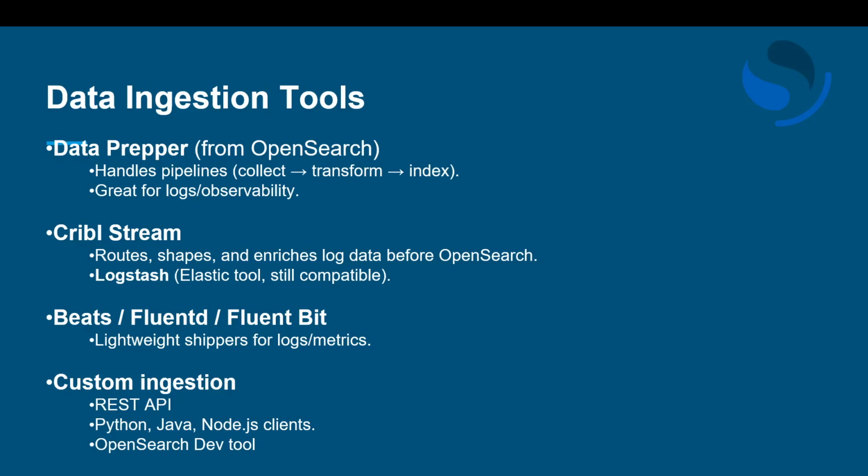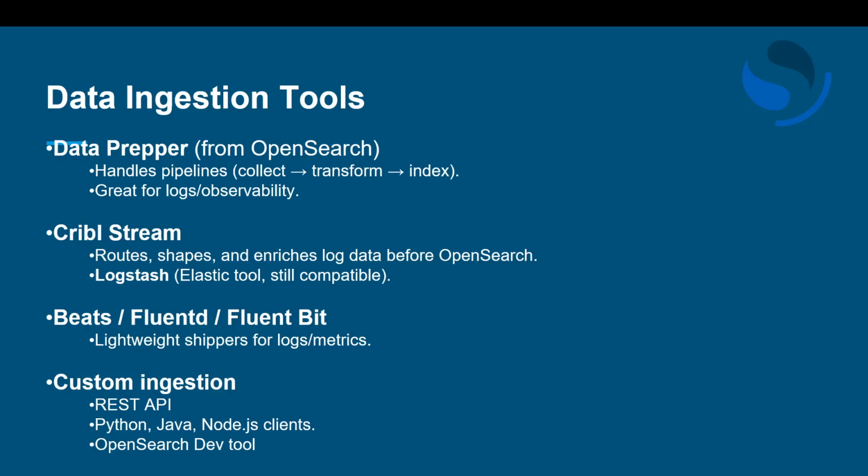We have another tool, which is Logstash. Logstash is an older tool from the Elastic community and still works well. Others are Beats, FluentD, and FluentBit. These are lightweight shippers. Basically, you can think of them as delivery trucks that are designed specifically to collect the logs and metrics from your systems and then send them to another tool for processing.